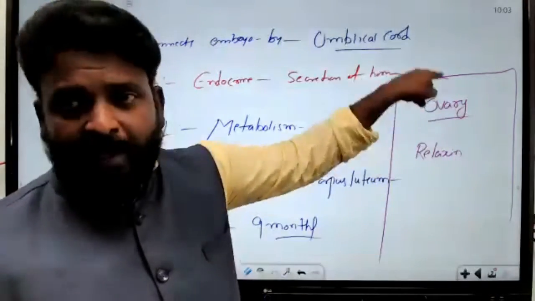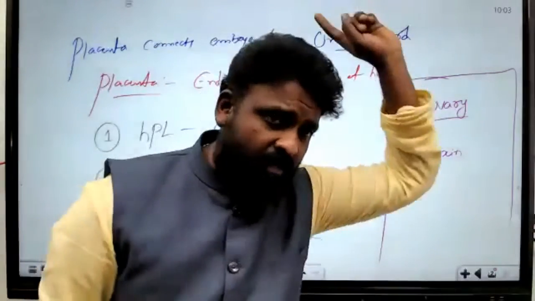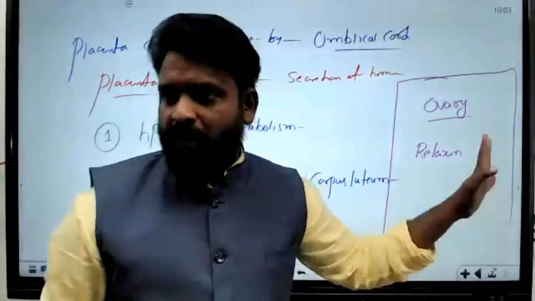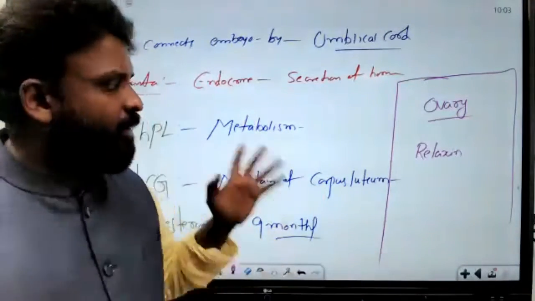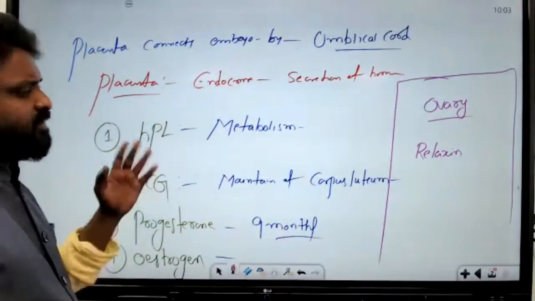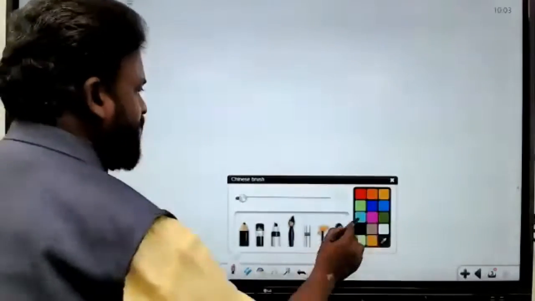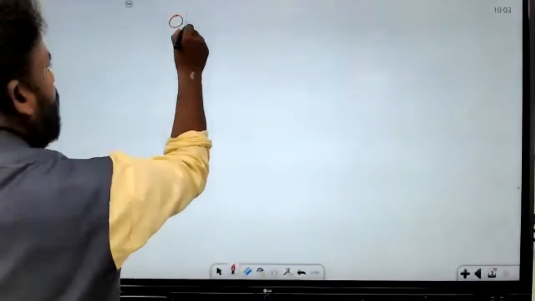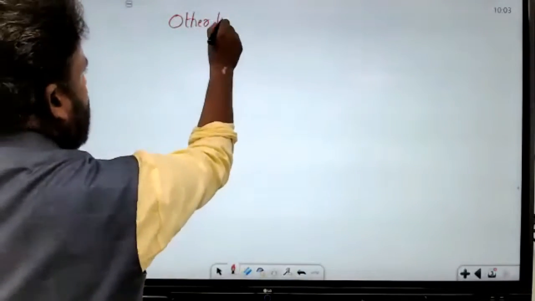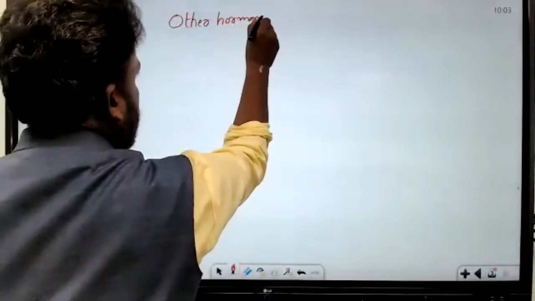Relaxin, which is secreted by the ovary at the time of what? Pregnancy time. Definitely, it's about that part, right? Good. And next one, after this, other hormones are also secreted. Other hormones also secrete during the pregnancy, right?